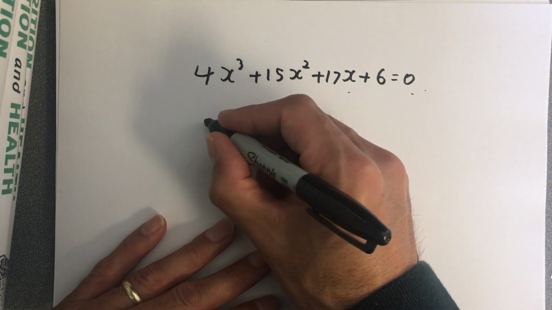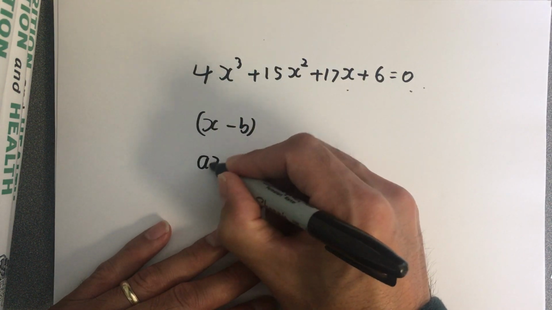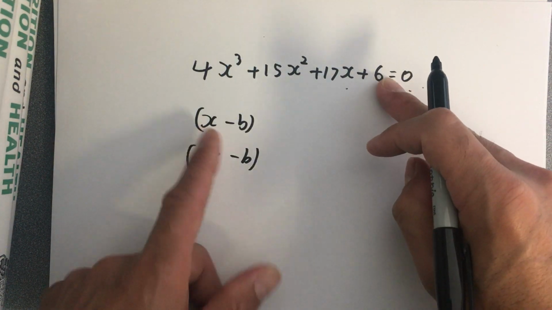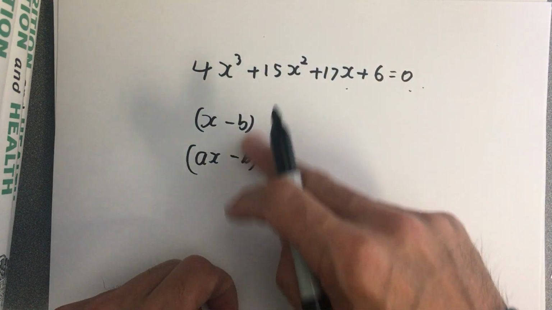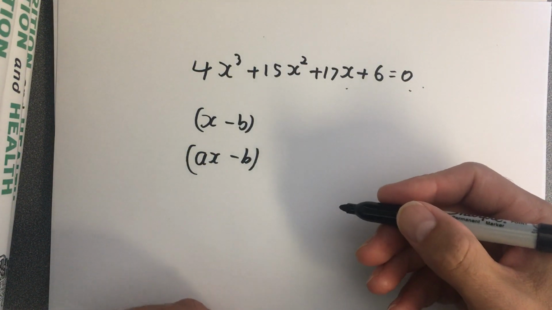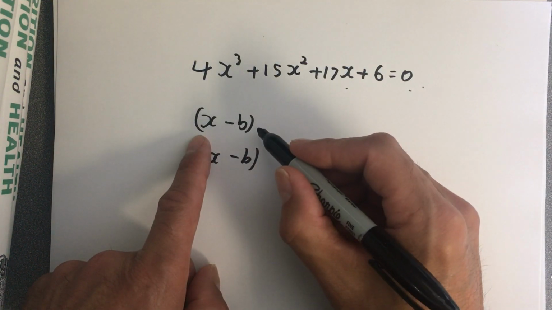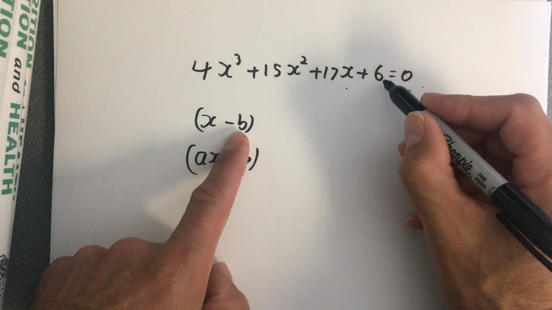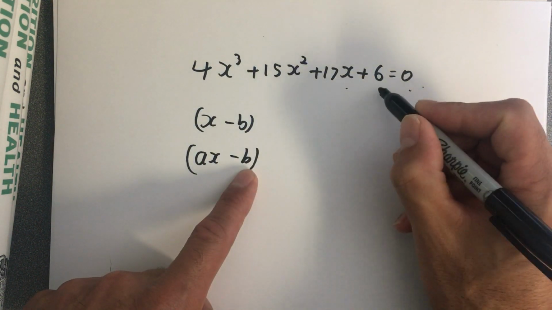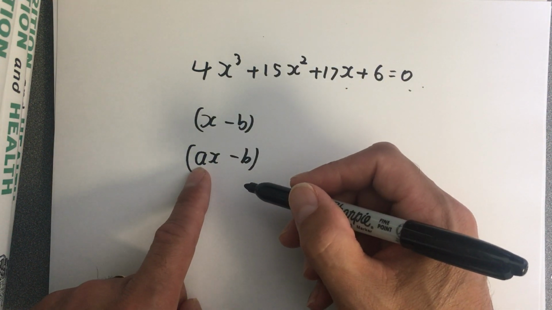So I want a factor of the form x minus b, or a factor of the form ax minus b. I can then divide that factor out of here, turn it into a line and a quadratic. So we have to guess at this point, but we have a bit of guidance for our guess. If I'm looking for a factor that looks like this, b must also be a factor of 6. If I'm looking for a factor that looks like that, b must be a factor of 6, and a must be a factor of 4, all at the same time.